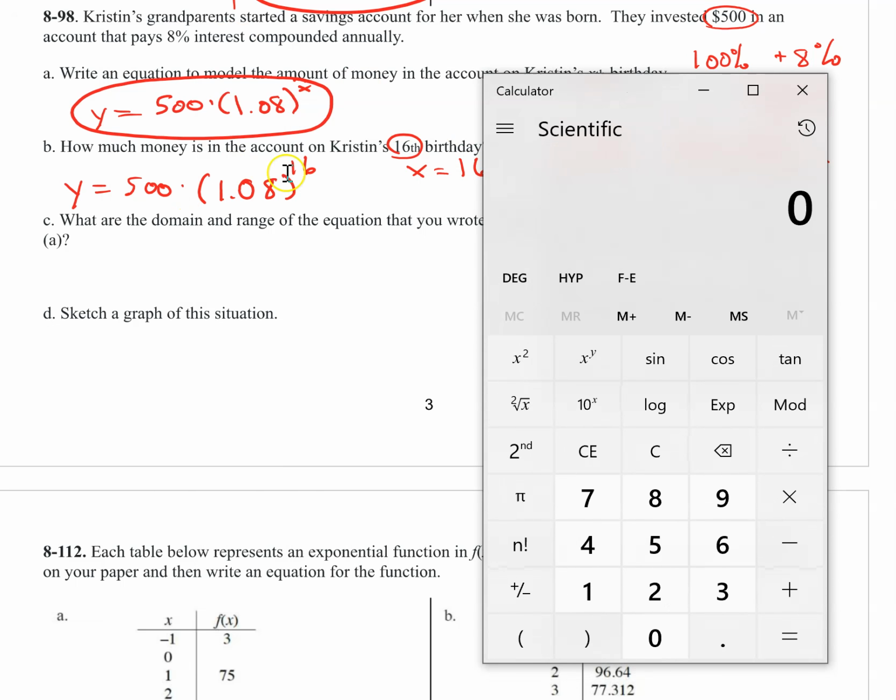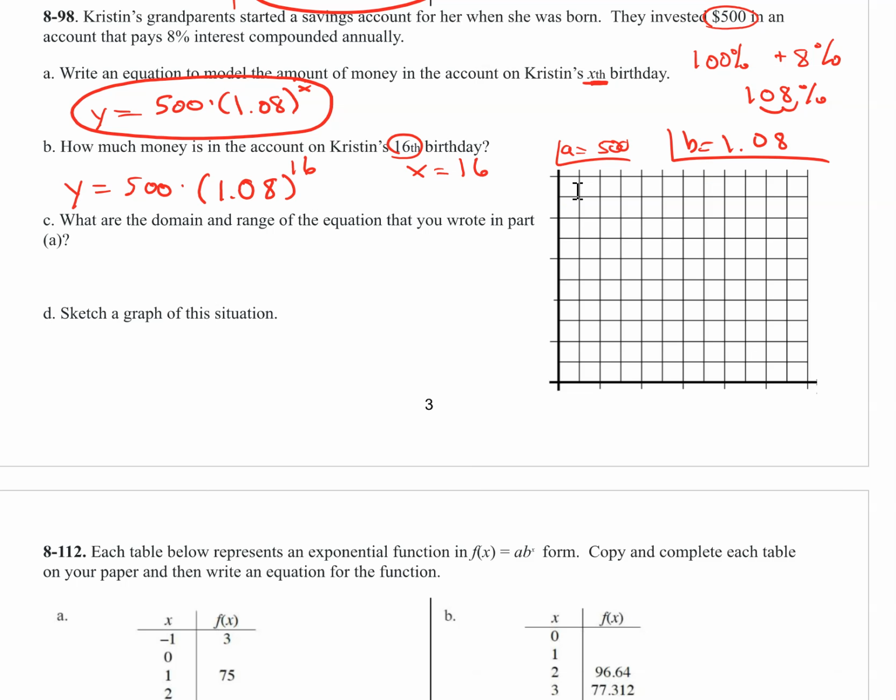So you need to do the exponent part first due to the order of operations. We have 1.08 raised to the power 16. All right, and then we do 500 times whatever this is. 1,712.97. So I'm going to stop it after 2 decimals because this is money. You can have 97 cents, but you can't have 97.1 cents. That doesn't make sense. So that was 1,712.97.